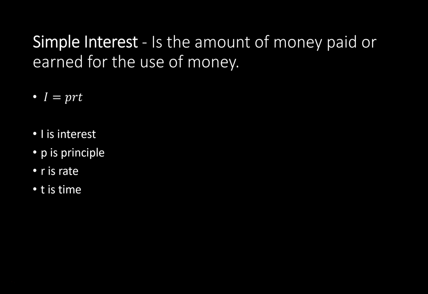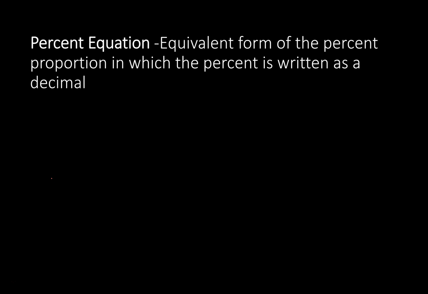So simple interest, this is the amount of money paid or earned for the use of money. When you borrow money from a bank, they charge you interest for however long it takes you to pay it back. Or in my case, you borrow money to go to school. You have to pay it back with interest. So they give you a formula: I equals PRT. I is the interest, P is the principal, R is the rate, and T is the time. And we'll get into more of that later.